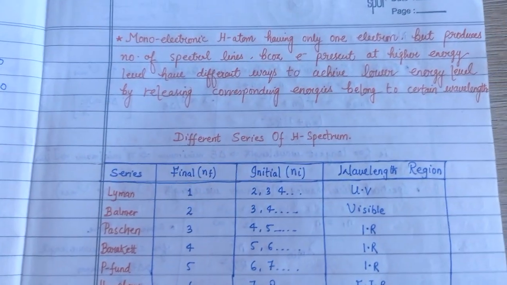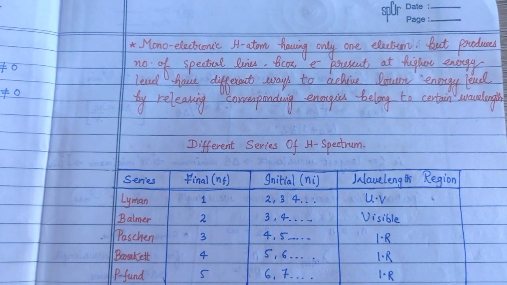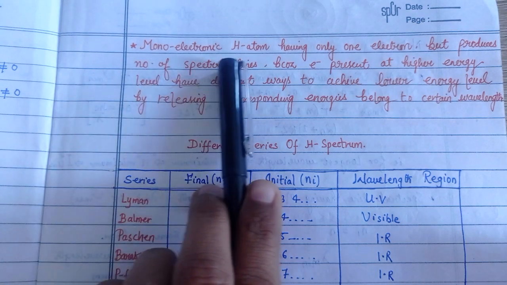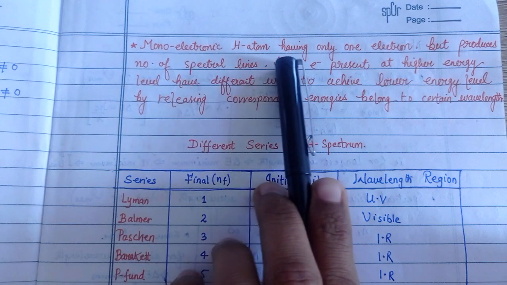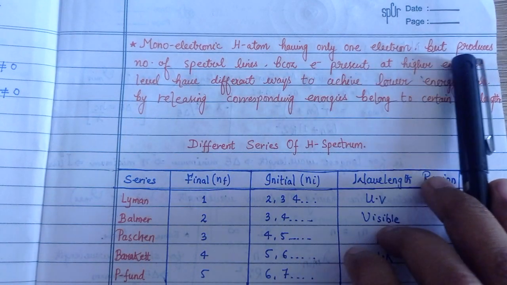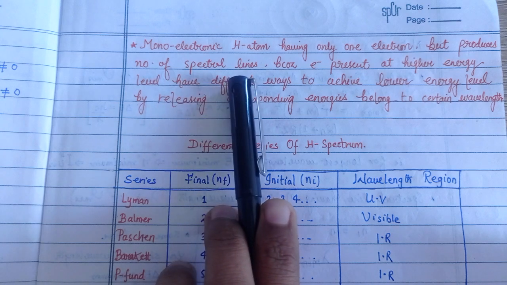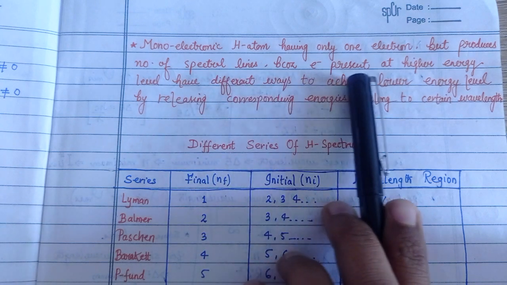Okay, coming to the next point. This is very important, and now we are going to discuss in detail the hydrogen spectrum. Why the hydrogen spectrum? Because it is in our syllabus, and also it is the simplest spectrum because it contains only one electron. An element containing one electron, we can call a monoelectronic hydrogen atom.